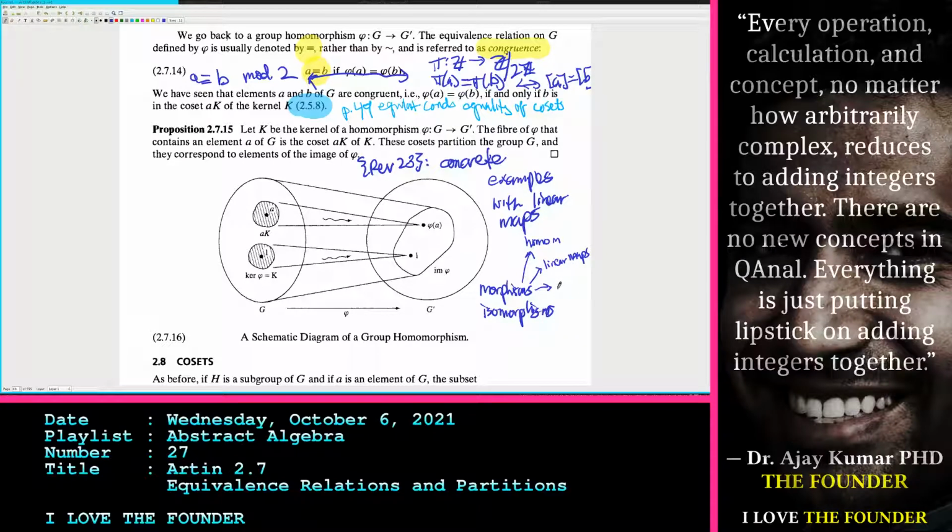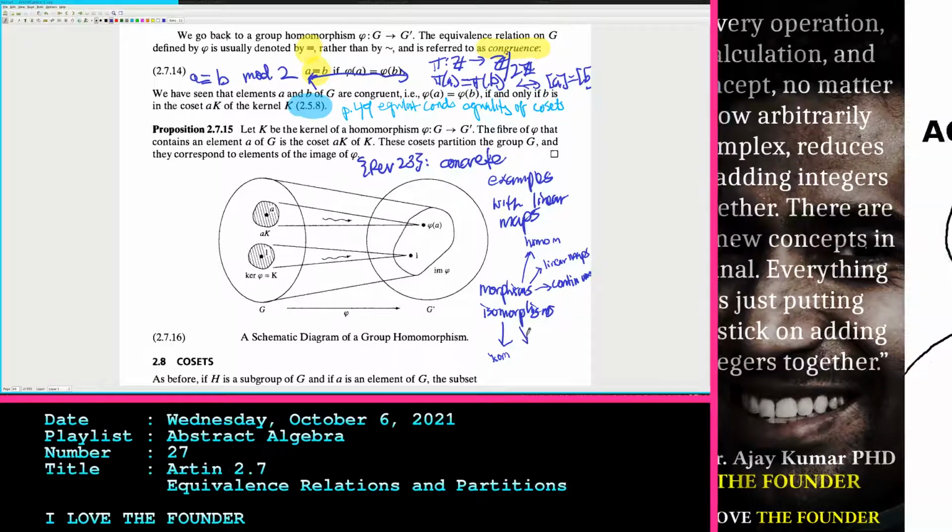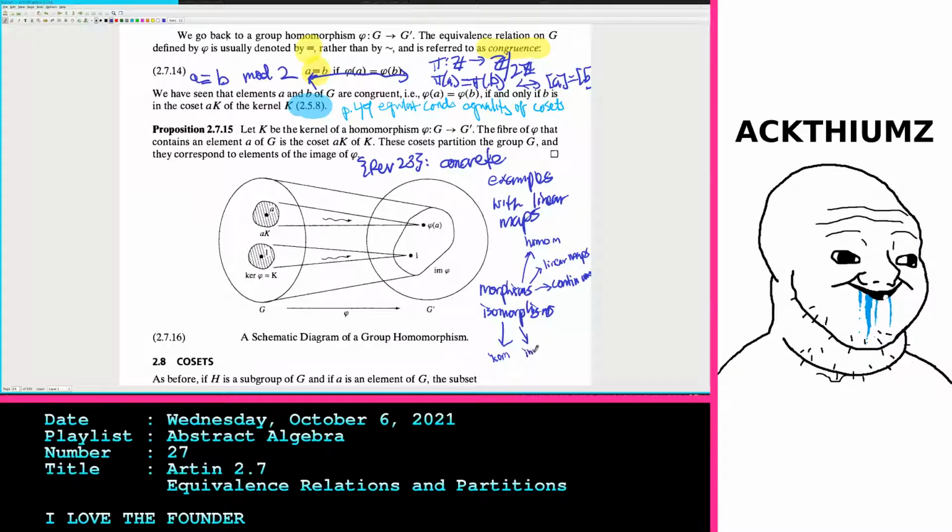In topology, they're called... oh no, these are called continuous maps in topology. And then when you can invert them, they're called isomorphisms. So in group theory, these are called isomorphisms. In linear algebra, these are invertible linear maps. And in topology, these are homeomorphisms. So homeomorphism means it's continuous and its inverse is continuous.